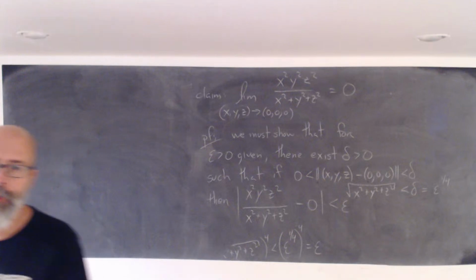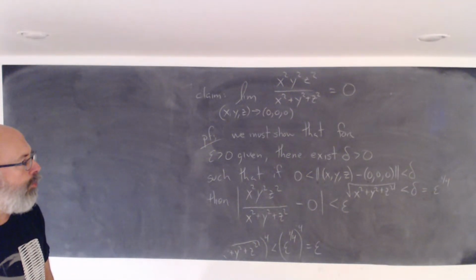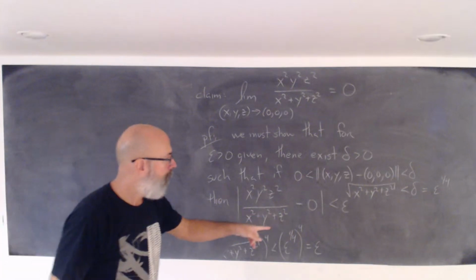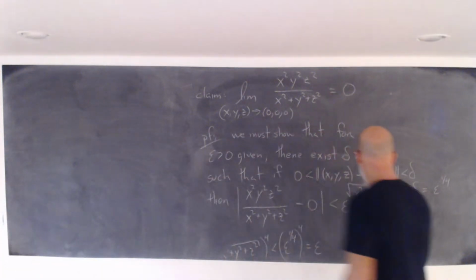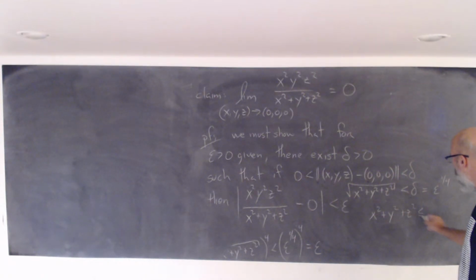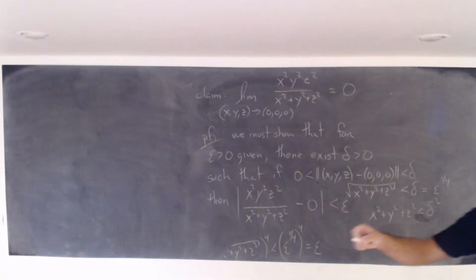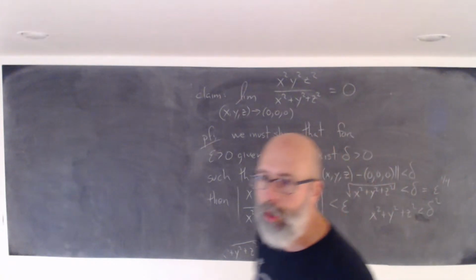Yishen is asking if we can substitute the denominator with delta. Let's not do that, right? Because here x squared plus y squared plus z squared is going to be less than delta squared. And when you cross multiply, the inequality is going the wrong way. So you do not want to do that.